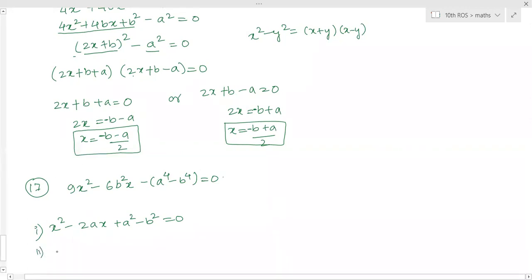Ma'am, can you repeat the 17th answer? A square plus b square by 3, and b square minus a square by 3. Yes, ma'am. I got it, ma'am.